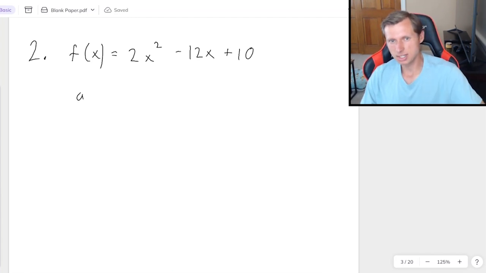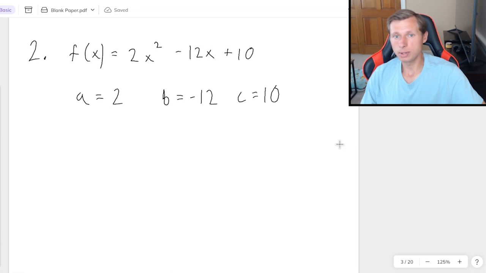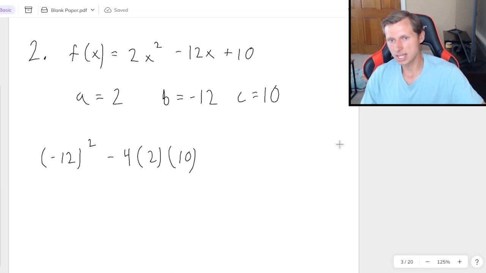Okay, so first, I just have to say a is 2, b is negative 12, and c is 10. And then when I plug into b squared minus 4ac, that's negative 12 squared minus 4 times 2 times 10. Negative 12 squared is positive 144. Remember, whenever you square a negative number, it does become positive. And then minus 4 times 2 times 10, that's going to be minus 80.